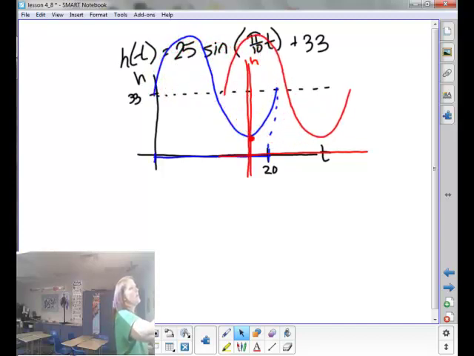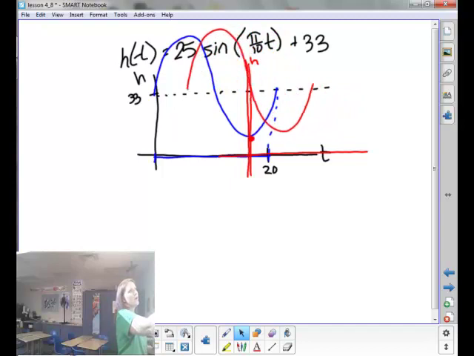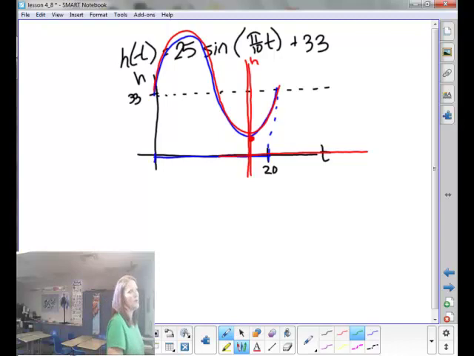We want the red sine curve, which is currently right here on the y-axis, to move over to be there. So what just happened? Well, the red one lined up with the blue one by moving left. And how far left did it move? That's the question. So we know we're going to have to go left.